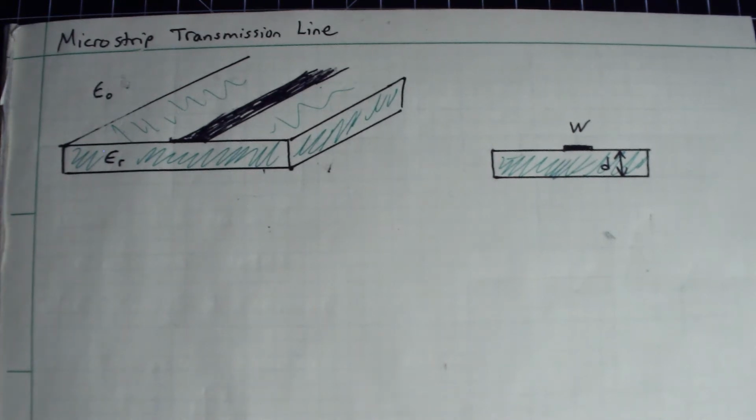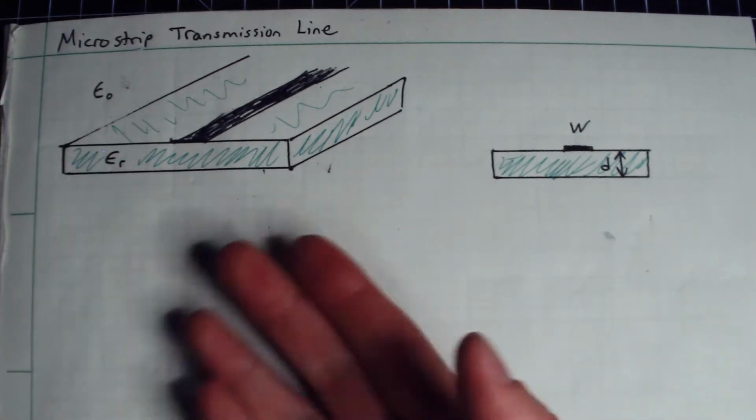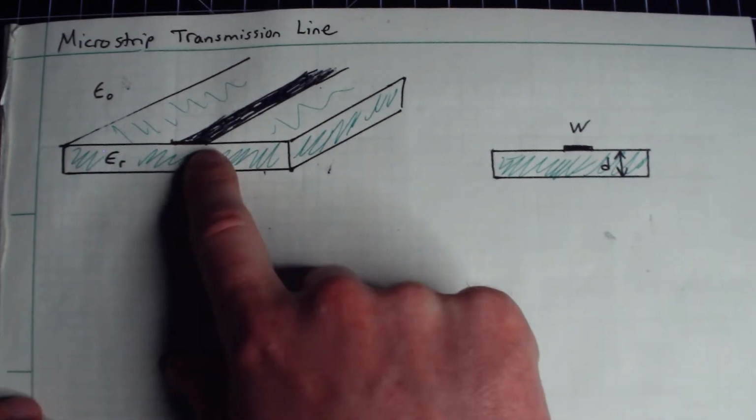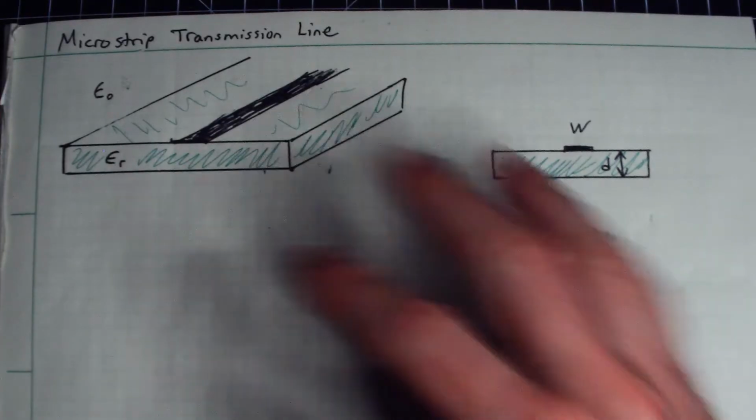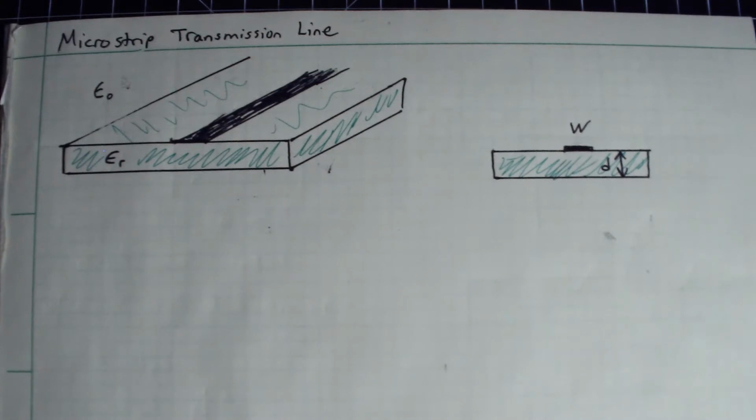It'll have some dielectric constant, epsilon sub r. And then above all of that, there will be a tiny little strip of metal placed on top, and the rest of the void space up here will be space, free space, or air. So you'll have epsilon naught up here, and epsilon sub r down here.